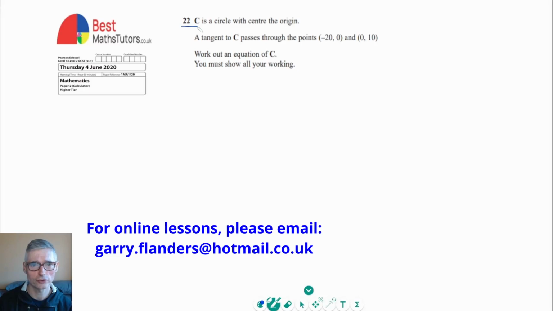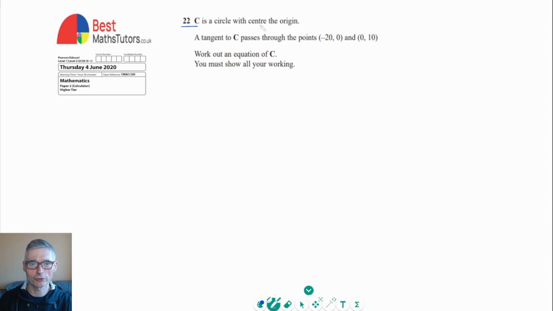We're on question 22, and this is a question involving the equation of a circle. So first of all, I'm just going to write down the general equation of a circle that is going through the origin, because importantly we are told this, and that is that x squared plus y squared is equal to r squared, where r is the radius. So that's the first important fact to know about this.